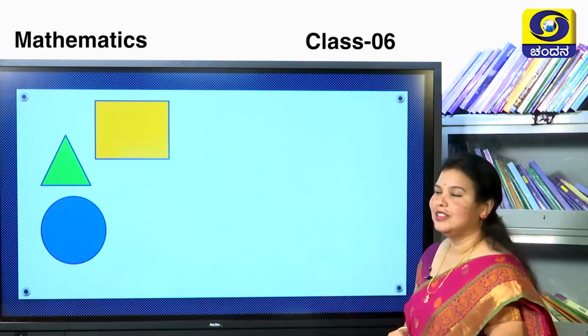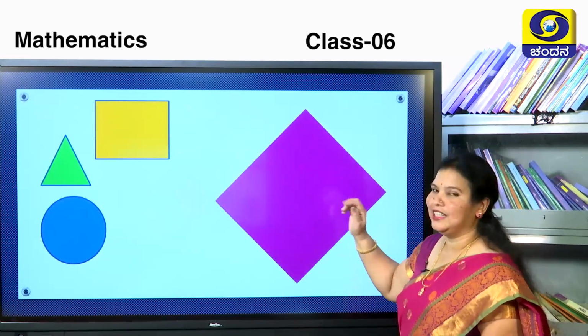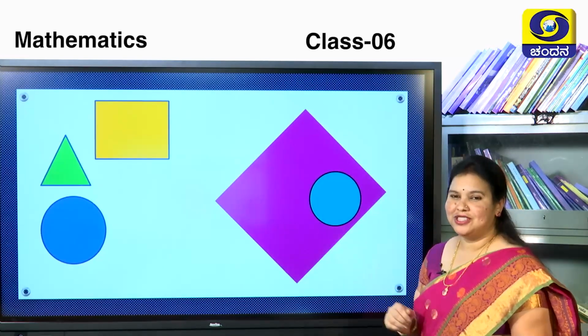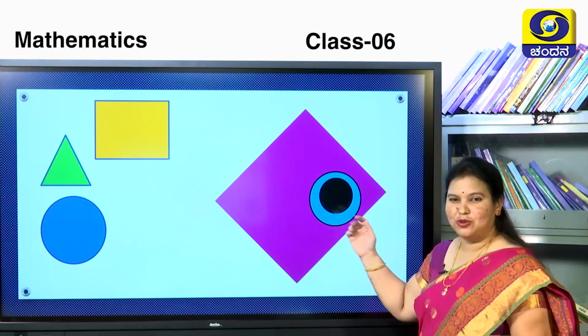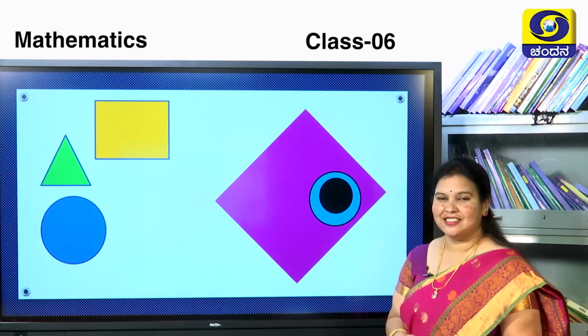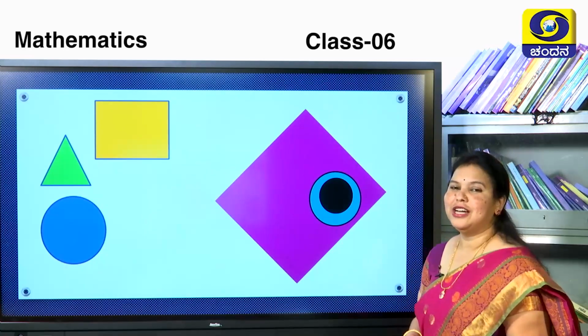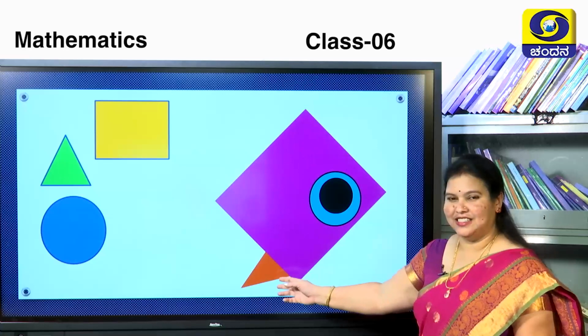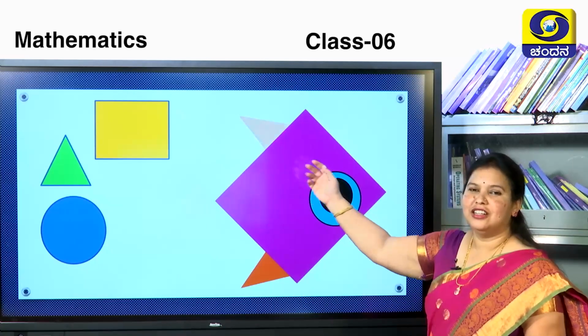Let's try it. Here I am taking rectangle first. Now I will put circle here. We'll take one more circle here. How it looks like? Any guess? Now I am taking triangle and placing here. And one more triangle on that corner.